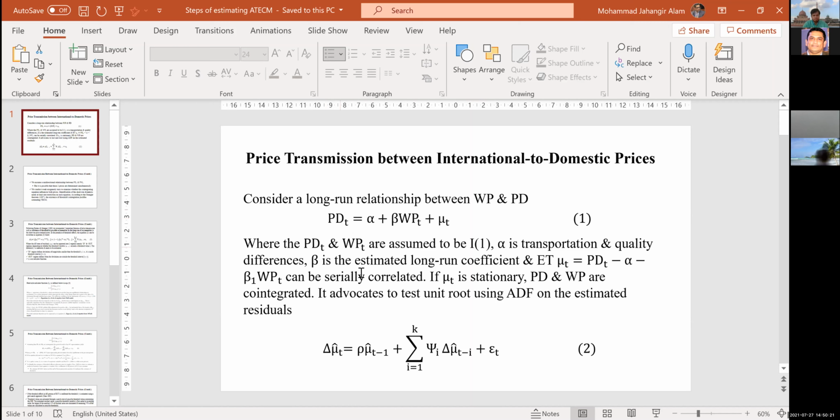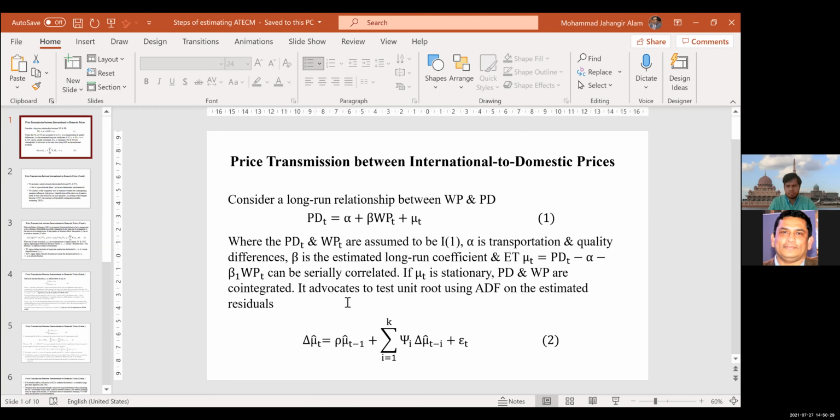And in the Engle-Granger theorem, if we do the ADF test of this residual and we see that it is stationary at the level, we can conclude that these two variables are cointegrated.